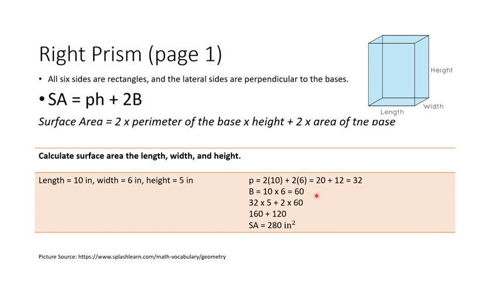Okay, now we're going to plug in the information that we have. We'll have the perimeter, which is going to be 32 times the height, which is 5, plus 2 times the area of the base, which is 60. We'll simplify it by multiplying first, and we get 160 plus 120. Our surface area for this right prism will be 280 inches squared.